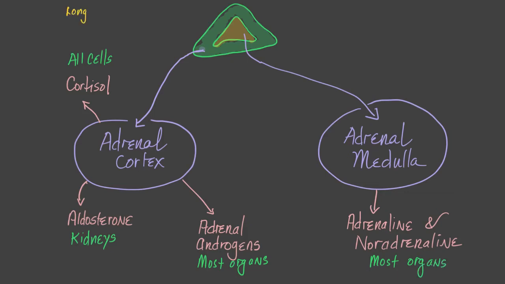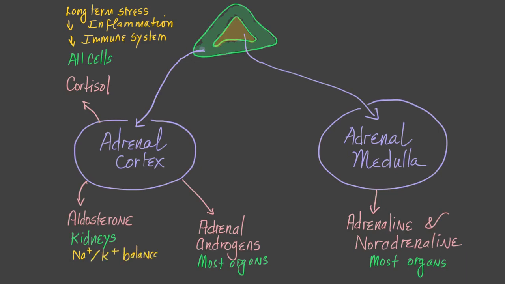Now for their functions. Cortisol prepares the body for long-term stress. It raises the blood glucose levels, it lowers inflammation, and also depresses the immune system. Aldosterone, its function is to maintain sodium-potassium balance. It helps the body to retain sodium and get rid of potassium.